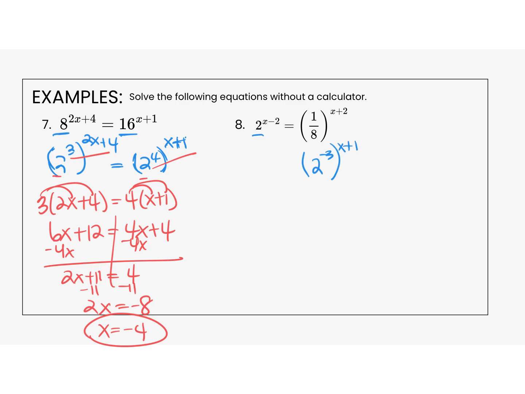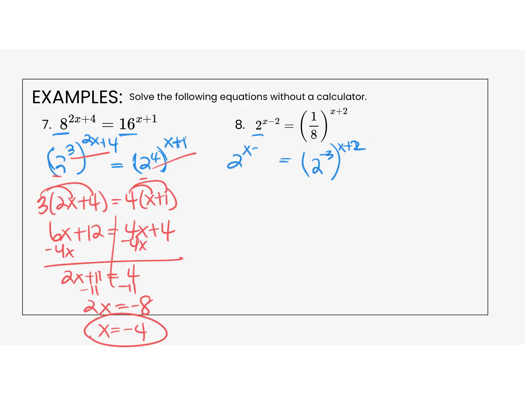Whoops, that should say x plus 2. Oh, I'm really messing this up. Okay, get rid of this one. All right, we'll just make it a 2. For some reason that's not working.